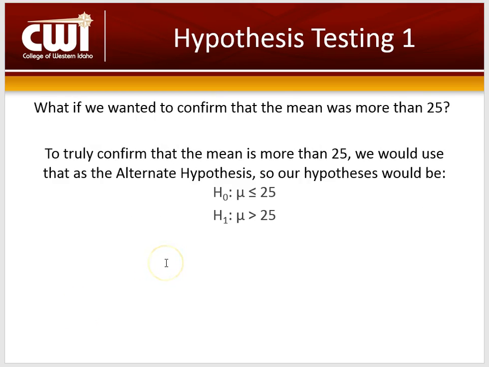To confirm that the mean is greater than 25, we would have a different null and alternate hypothesis. We would want to prove that the mean is greater than 25, so that would be our alternate hypothesis. And the null hypothesis would be that the mean is less than or equal to 25. Remember that the null hypothesis always has the equals part in the sign: equal to, greater than or equal to, or less than or equal to. And the alternate hypothesis always is not equal to, greater than, or less than.